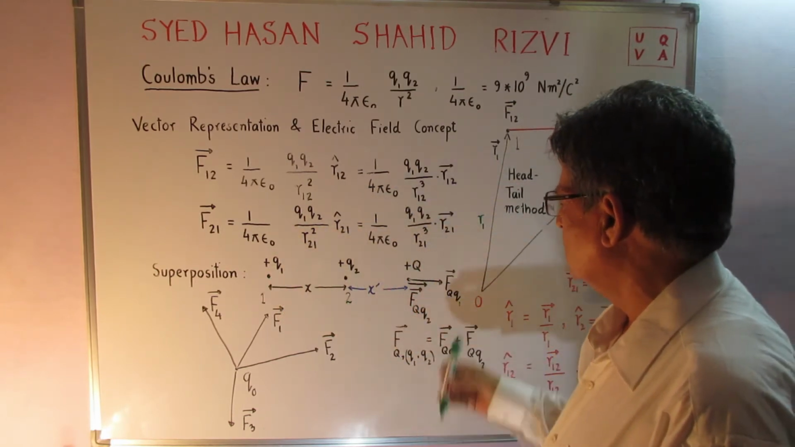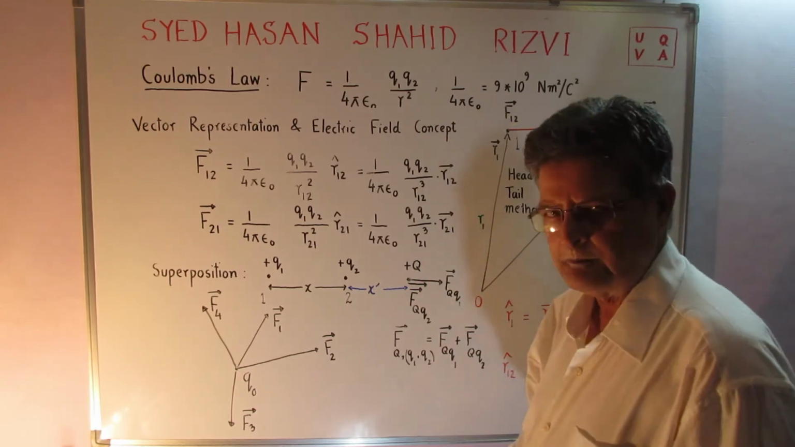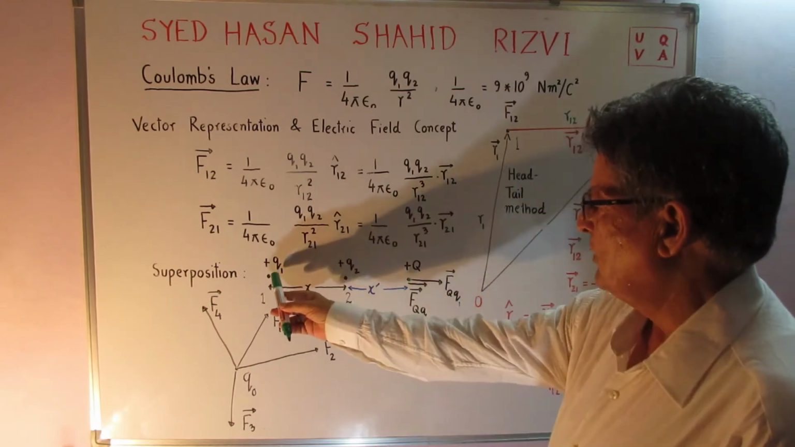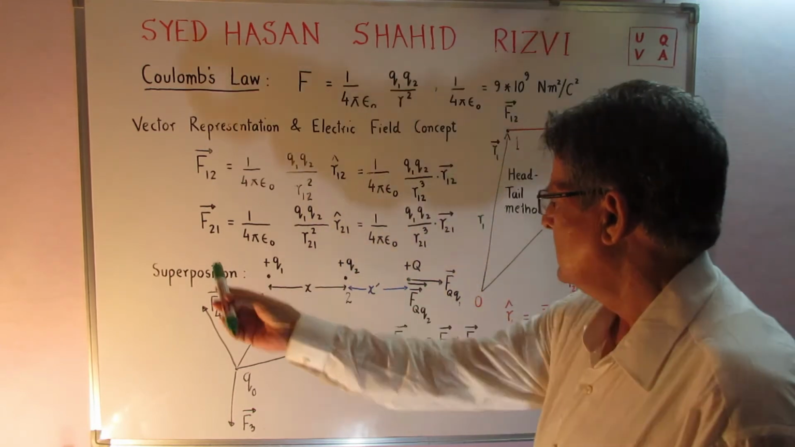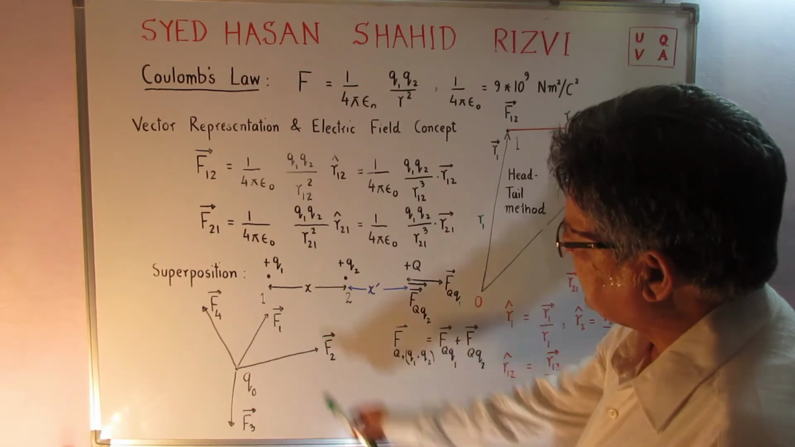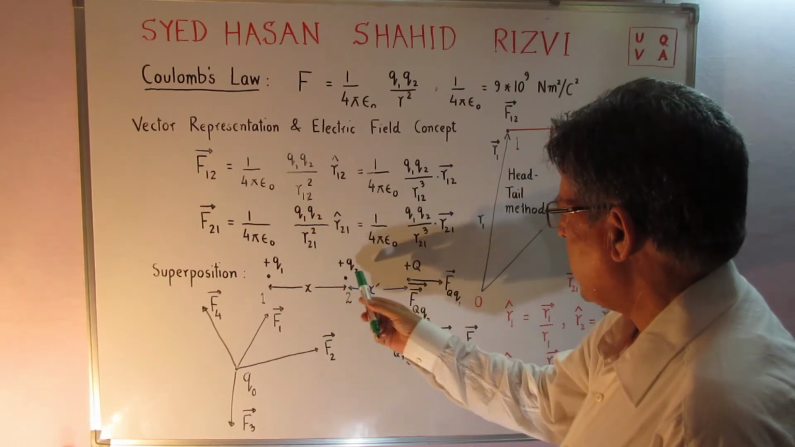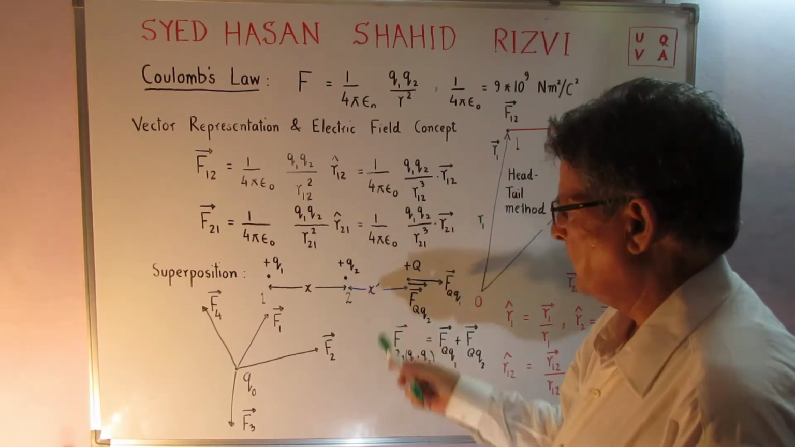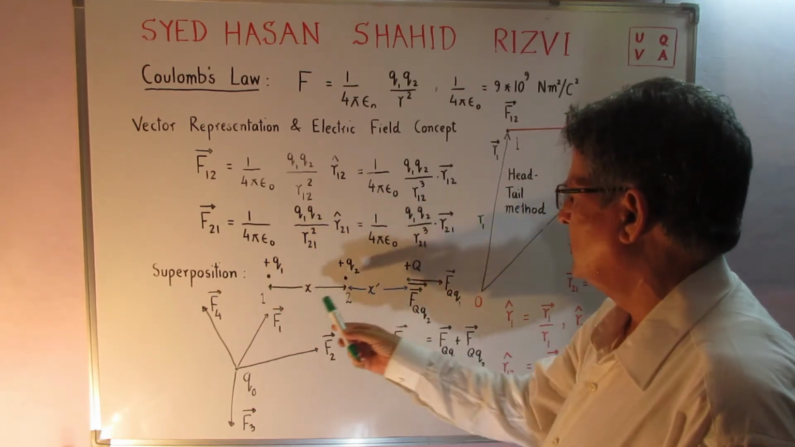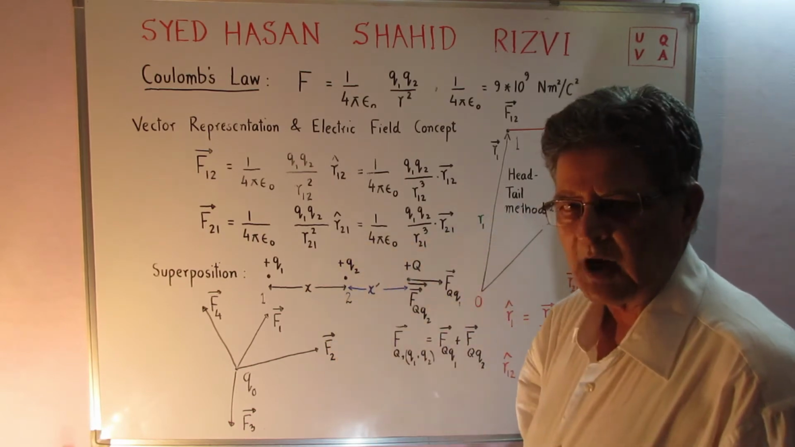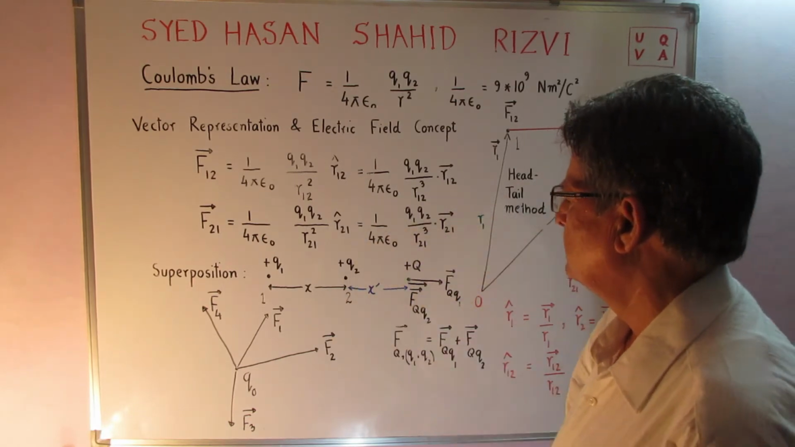For example, I am taking Q1, Q2 and capital Q located collinearly on the same line. The line joining Q1 and Q2, and Q2 and Q, is one and the same line extended. The distance between the two charges Q1 and Q2 I am taking as x, and between Q2 and Q I take as x prime. So the distance between Q1 and Q will become equal to x plus x prime.